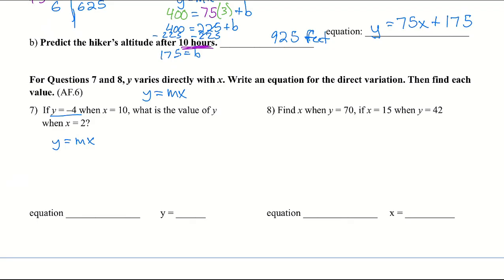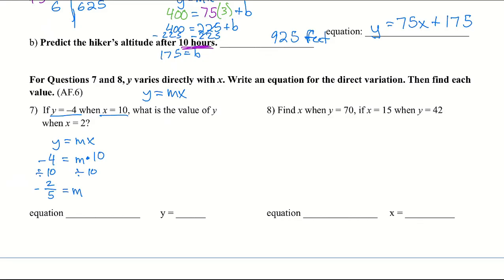So if y is -4, we don't know what m is, but we know it's going to be multiplying x by 10. And the way that we undo that 10 is by dividing it. Divided by 10, divided by 10. And I will tell you that's going to get you a fraction. -4 divided by 10. It's -0.4, but in fraction form, I want to use -2/5. So my slope is -2/5.